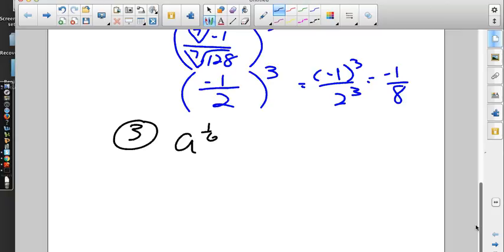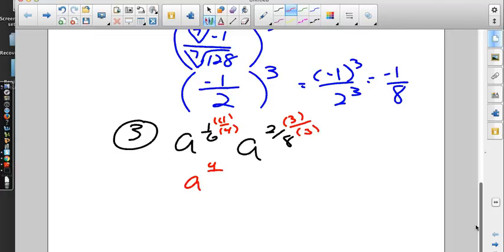A to the 1/6 times A to the 2/8. Gotta get a common denominator. We have to get a common denominator because we need to add those when you multiply similar bases. It is 24. So let's multiply this one on the top and the bottom by 4, and this one on the top and the bottom by 3.